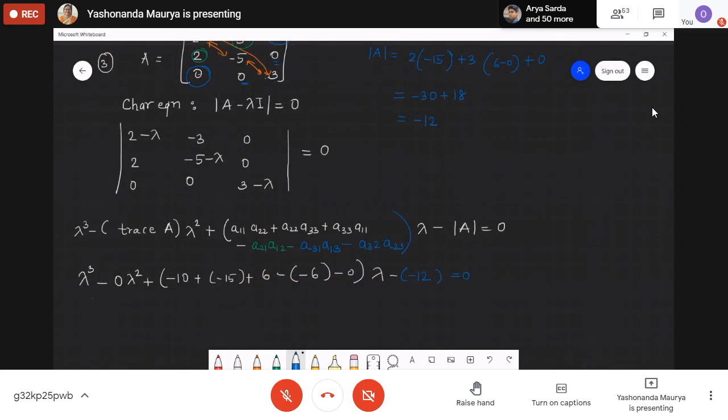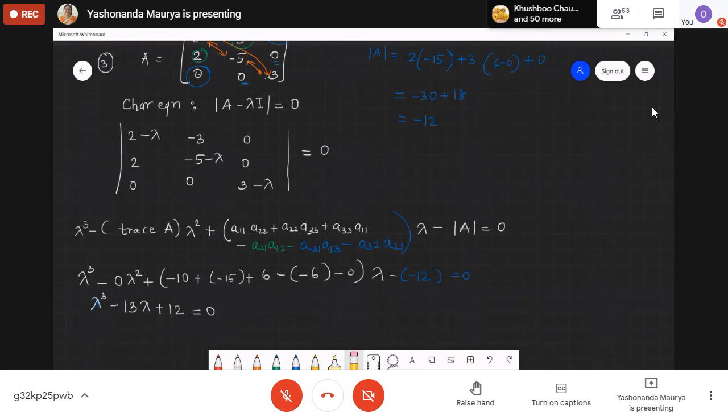So what we have is lambda cube. This is 0. What is the simplification here? This is positive. The 6 plus 6. This is minus 25. So plus 12. So what is that? 13. Minus 13. So minus 13 lambda plus 12 is equal to 0. I'll erase in between things. Okay, so this is the equation.